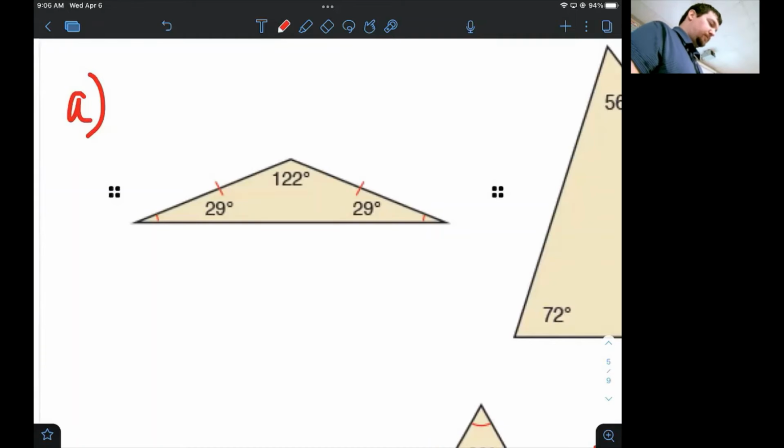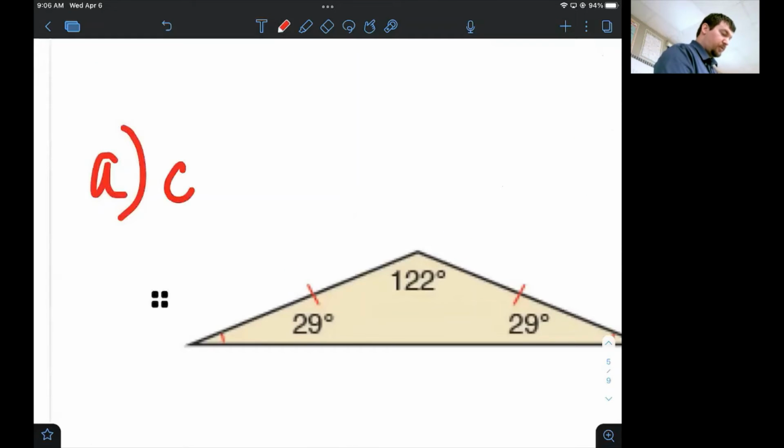This first triangle. So we're going to classify it by its angles and sides. That means it's either going to be an acute, right, or obtuse triangle. Let's start with that. Maddox, what do you think? Acute, right, or obtuse triangle? It is obtuse. What told you that it was going to be obtuse?